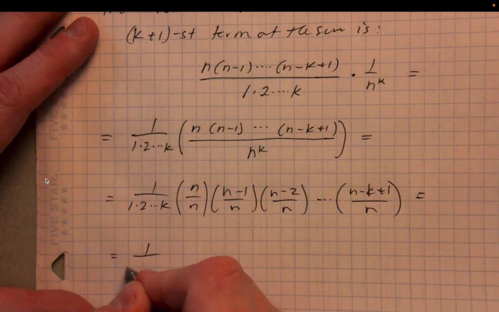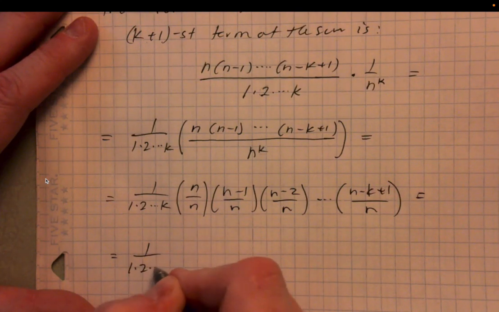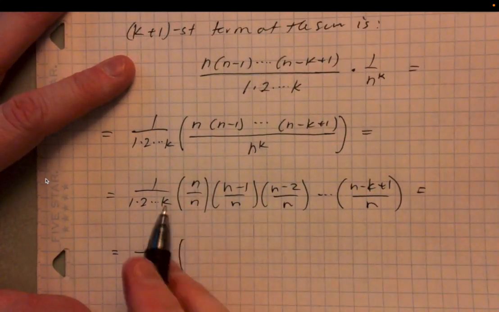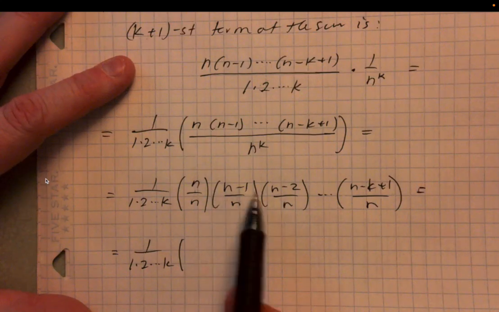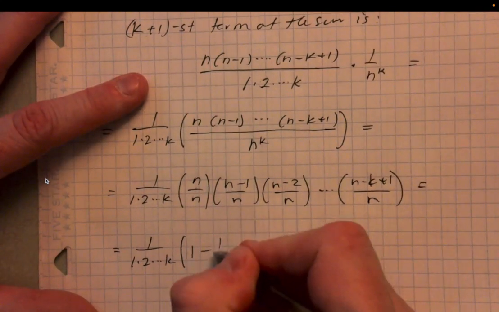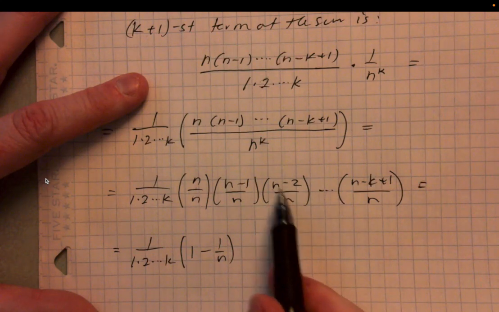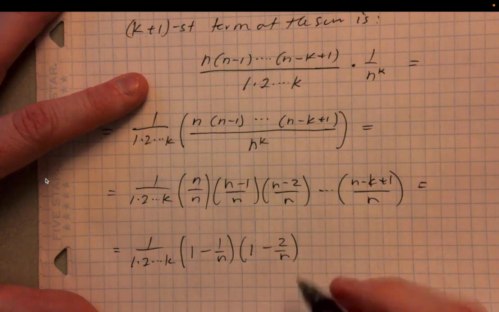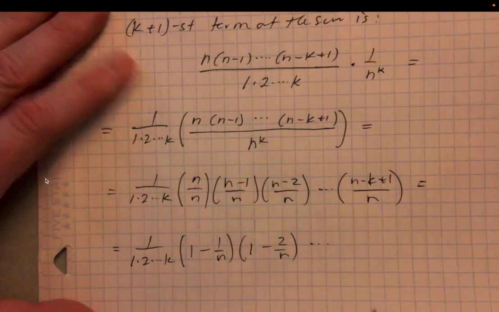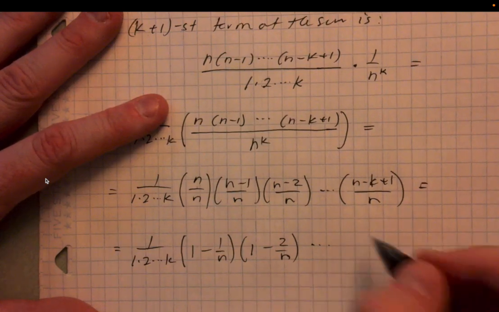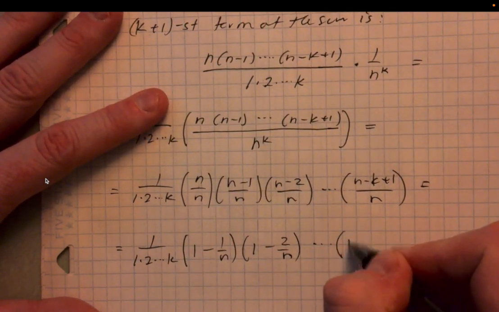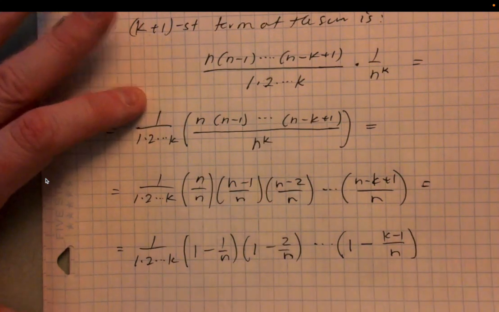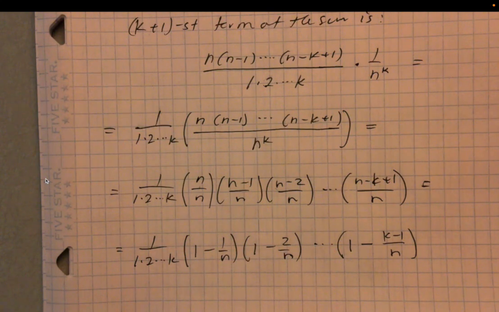Right, and so I've got 1 divided by k factorial. Now instead of writing it like this, this is just 1, so I'm going to omit that one. But instead of writing n minus 1 over n, I'm going to write 1 minus 1 over n. And instead of writing n minus 2 over n, I'm going to write 1 minus 2 over n, like this. This will just make what we're about to do easier to look at. And then for this last one, I would write 1 minus k minus 1 over n.